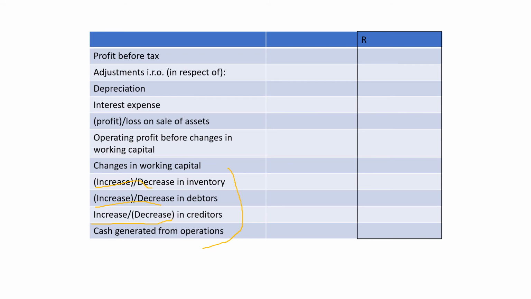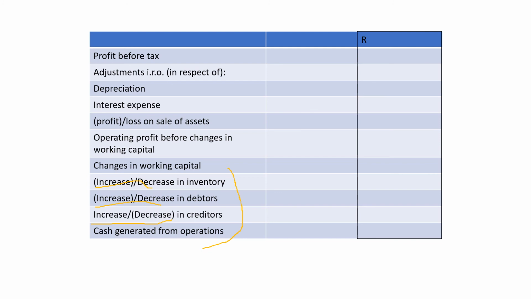But if your creditors decreased, which is a good thing, by the way, you took money out of the business. You paid your creditors. So let's say last year's creditors were 30,000. This year's creditors are 10,000. You paid 20,000 to the creditors. So that is a negative because there's money going out. That is a negative 20,000.